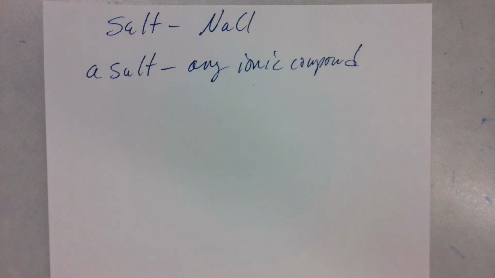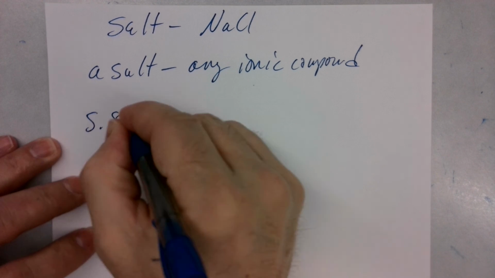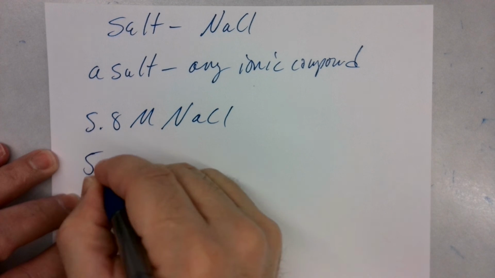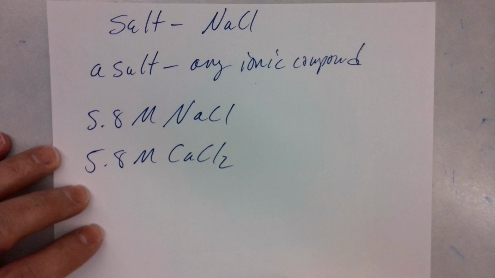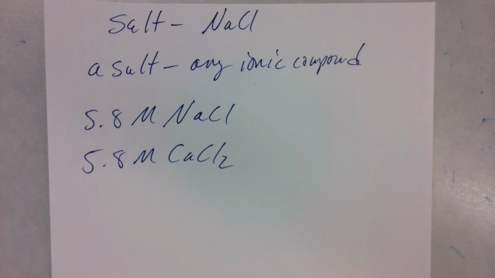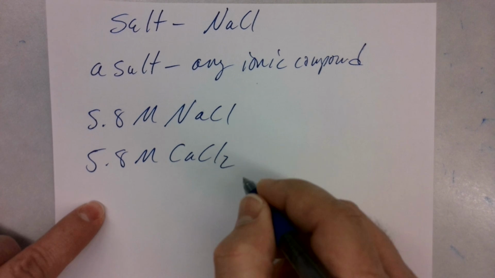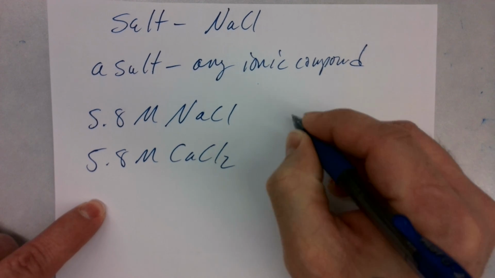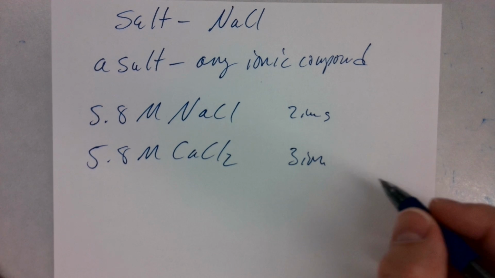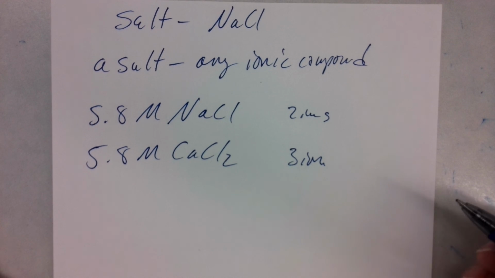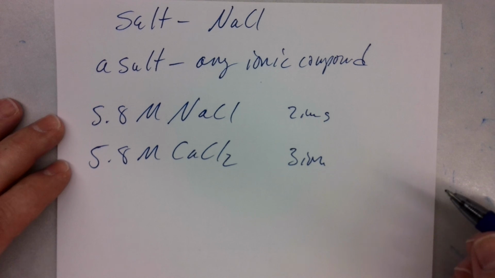But in comparing a 5.8 molar NaCl solution and a 5.8 molar CaCl2 solution, that looks really shockingly almost familiar, doesn't it? Which solution has the higher boiling point, melting point, osmotic pressure, and vapor pressure at a given temperature? Obviously, I get 3 ions here and only 2 ions there. This one will have the highest boiling point and the lowest freezing point. What were the other 2? Osmotic pressure and vapor pressure.